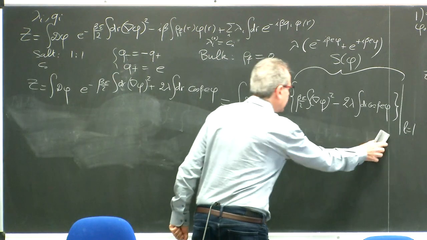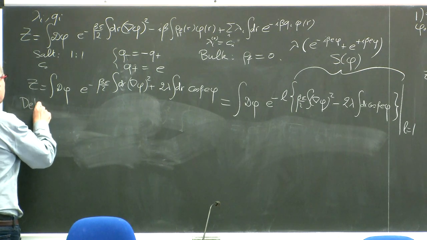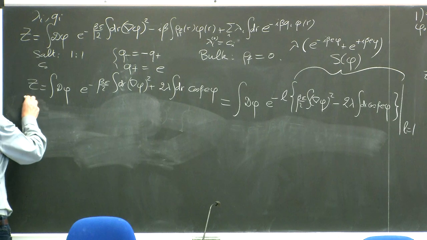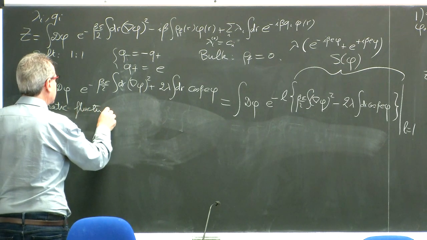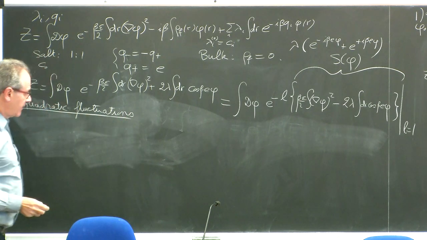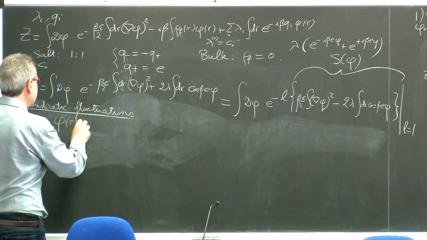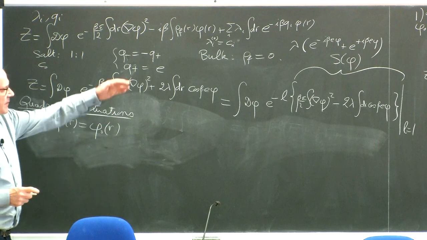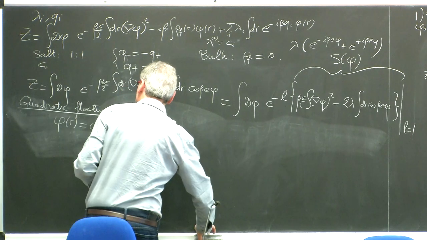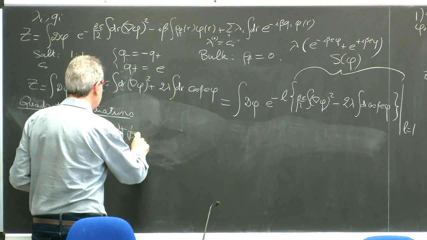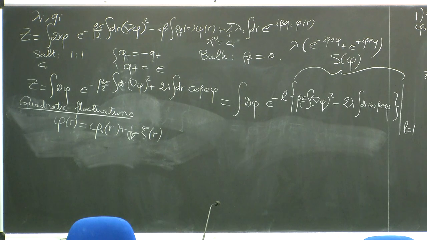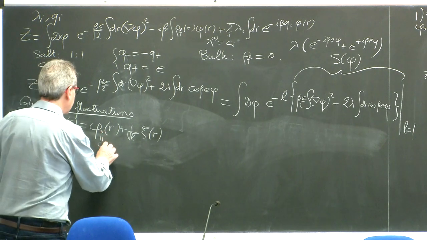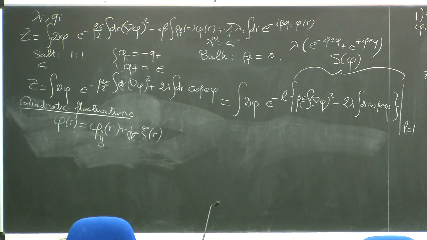And now I go to the Debye-Hückel theory. Or let me not call it the Debye-Hückel for the moment. So it's quadratic fluctuations. You write that phi of r is phi zero of r, and we saw that phi zero is zero, so I will not write it, plus 1 over square root of L psi of r. And psi is called the fluctuating field. So the saddle point value of phi is zero.